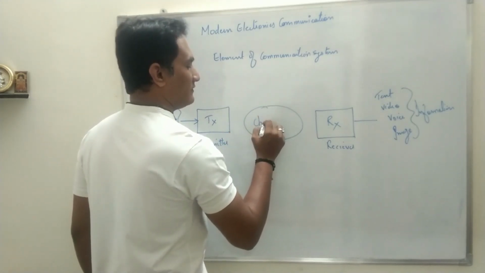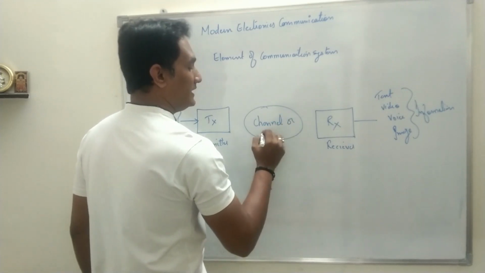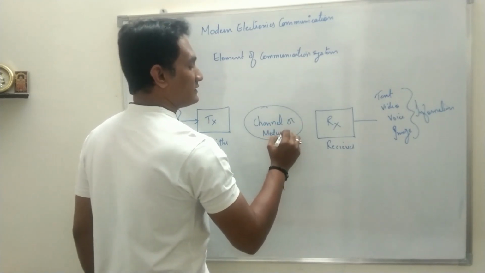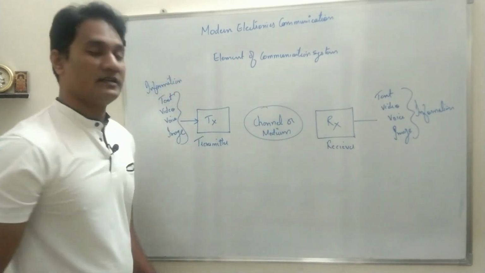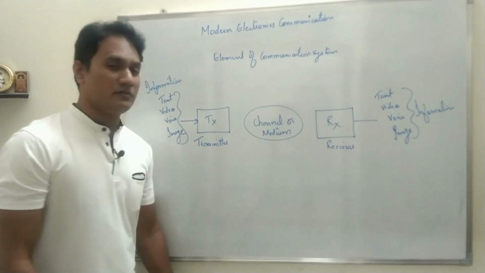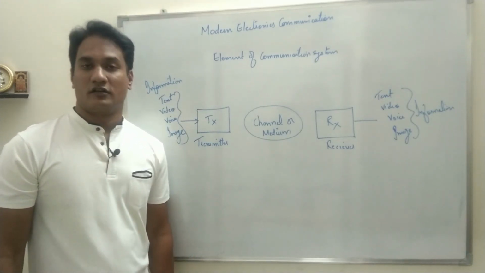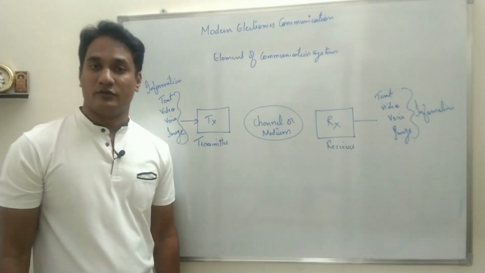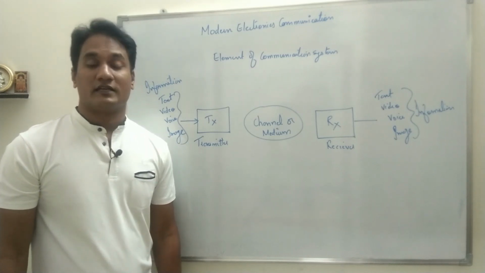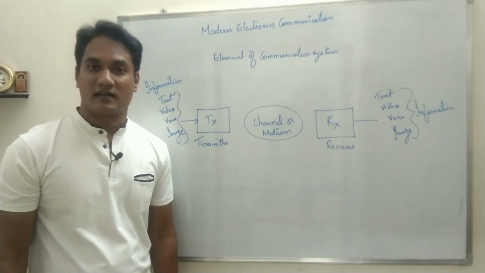Now the most important element of a communication system is the channel or the medium through which the information is transmitted. This channel or medium is the most important element in the elements of a communication system. There are three mediums through which information is transferred.